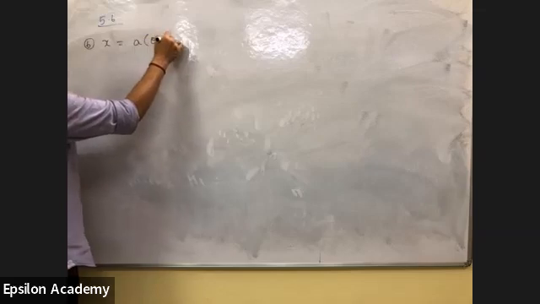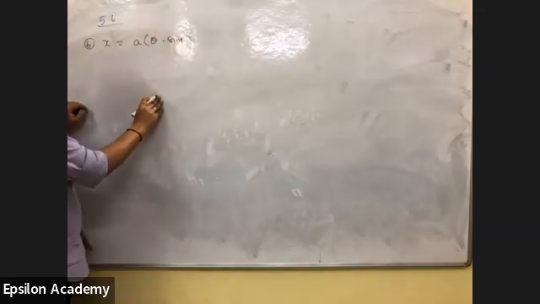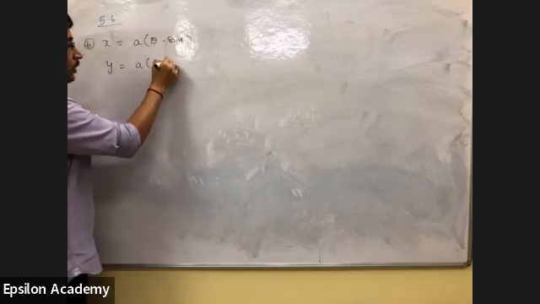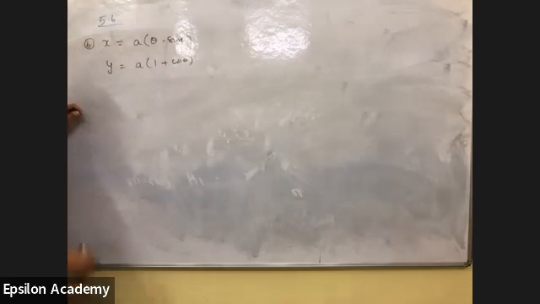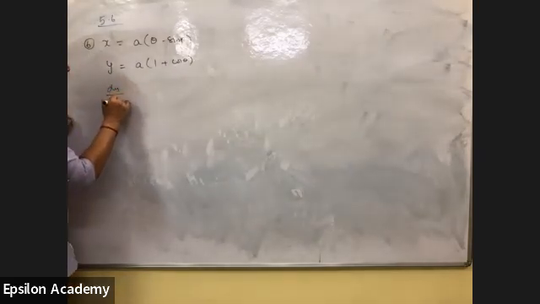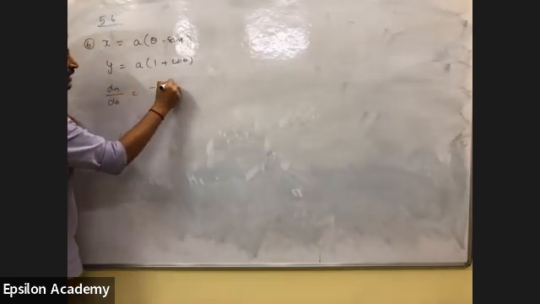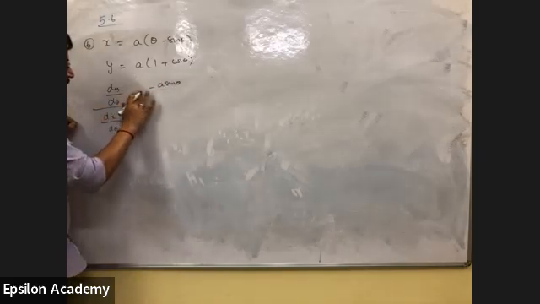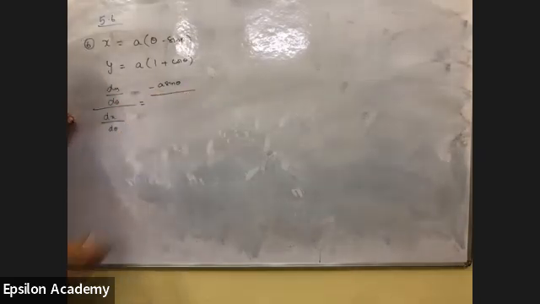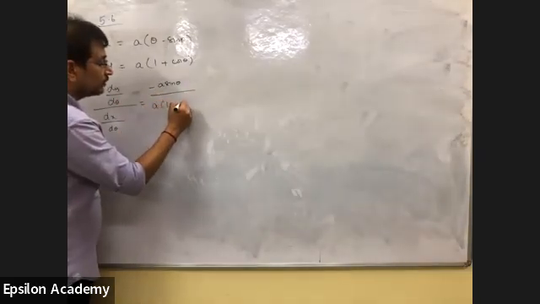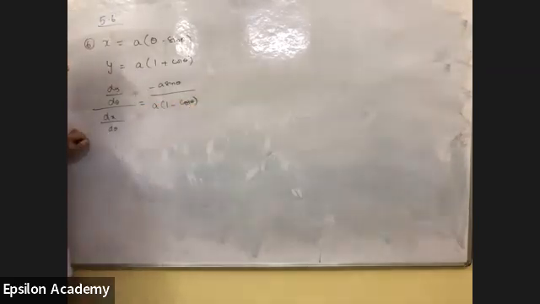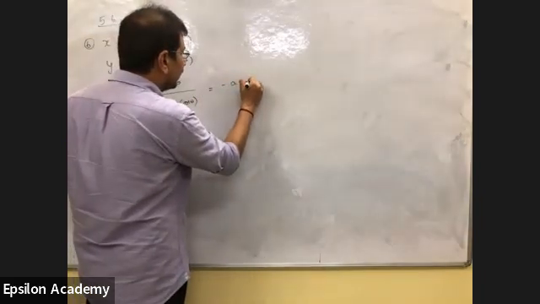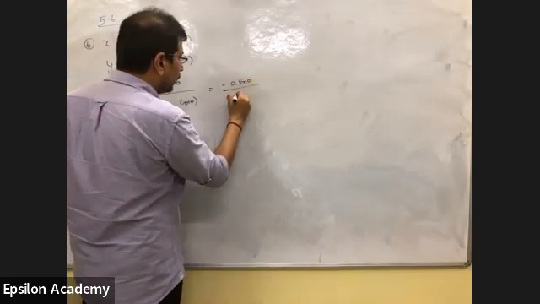x is a into theta minus sin theta. Correct. y is a into 1 plus cos theta. Simple, no? So dy by d theta is minus a sin theta, divided by dx by d theta. Can I write it as a into 1 minus cos theta? Can I do this? So this will be minus a sin theta divided by a into 1 minus cos theta.